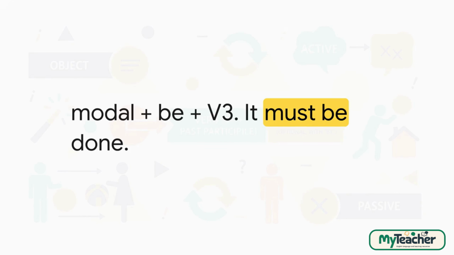Finally, let's talk about modals. You know, words like must, can, or should? To make this passive, you literally just take your modal word, add the little word be, and then put your V3 verb at the end. Like for a super important task, you'd say, it must be done. You see, the pattern is always exactly the same.